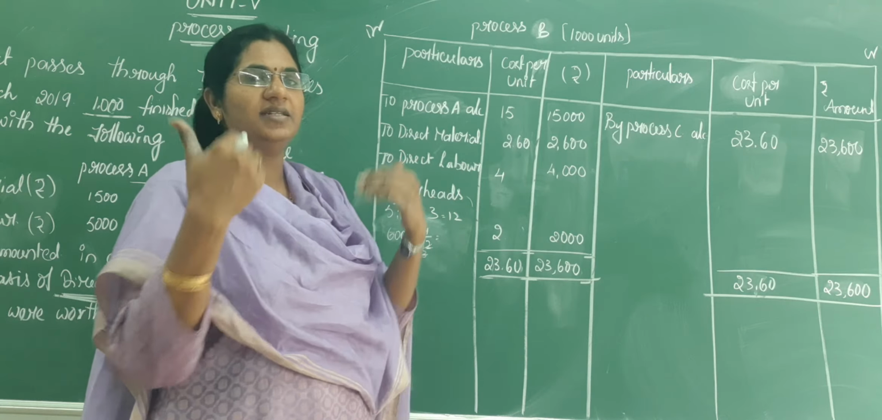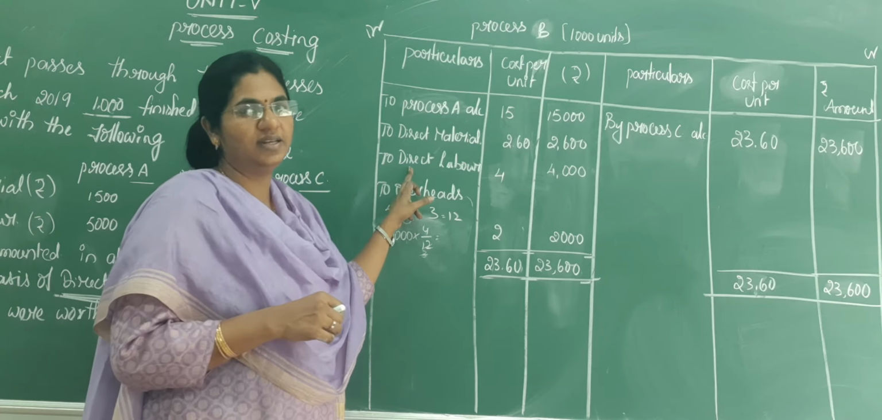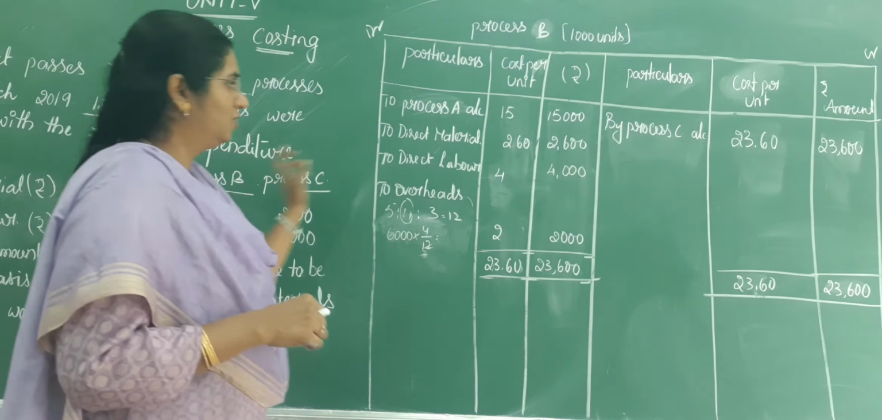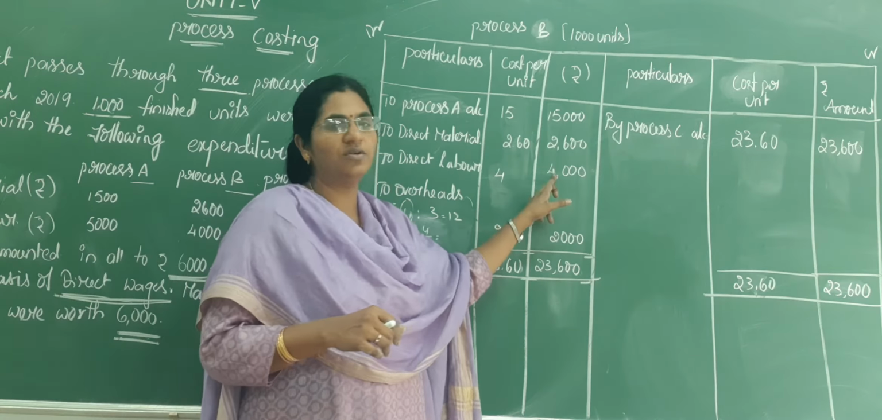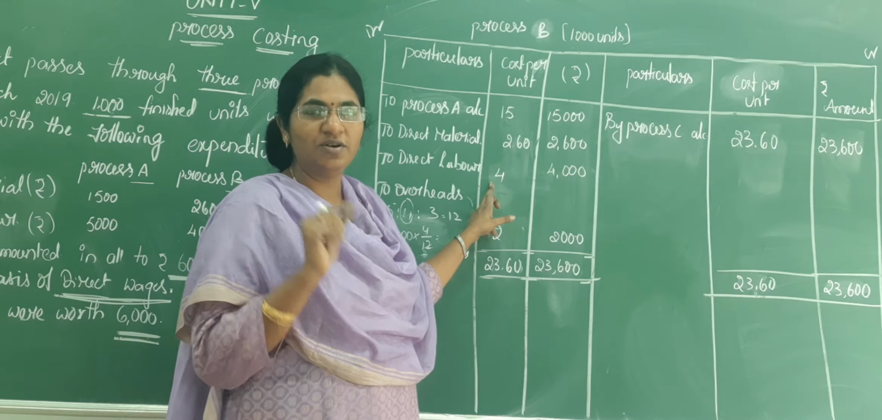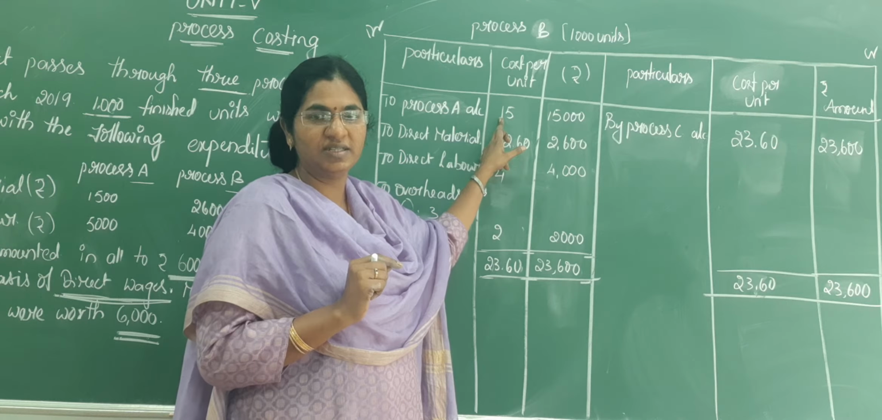Now once the direct material is over, we need to shift to direct labor. Here direct labor for process B is 4,000. So write the 4,000 here divided by 1,000. What is the per unit cost? 4 rupees. So we have transferred the amount from process C.